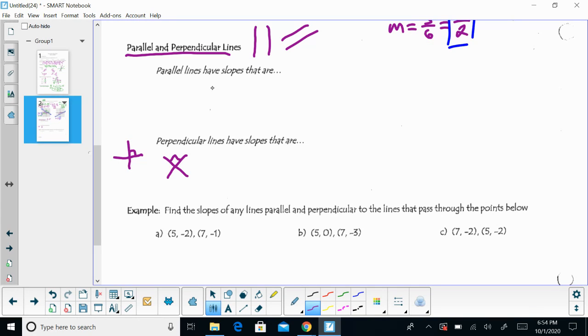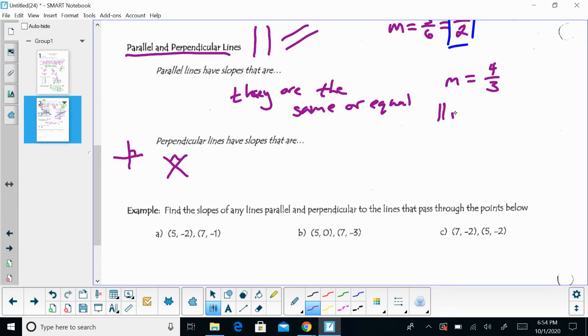So the cool thing about the slopes of parallel lines is they are the same, or equal. So let's say I had a line and I knew that the slope was 4/3. Well, if I know that the slope is 4/3, I know a parallel slope would also be 4/3. This is a symbol for parallel. Remember that from geometry? Okay.